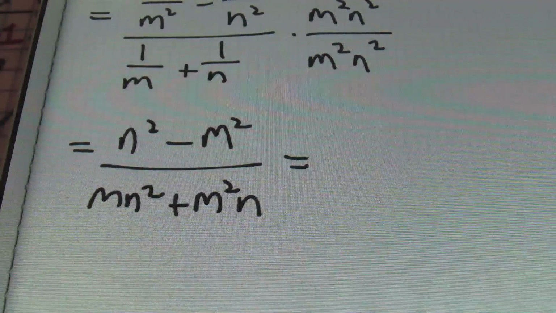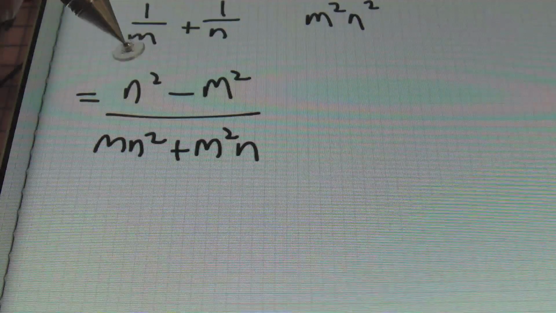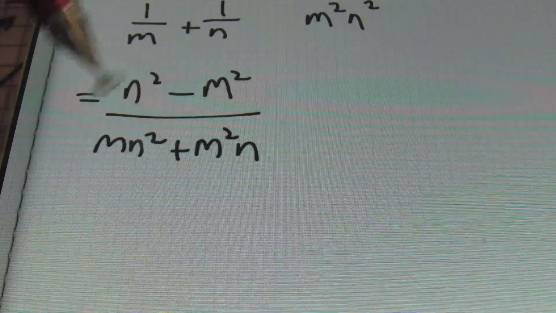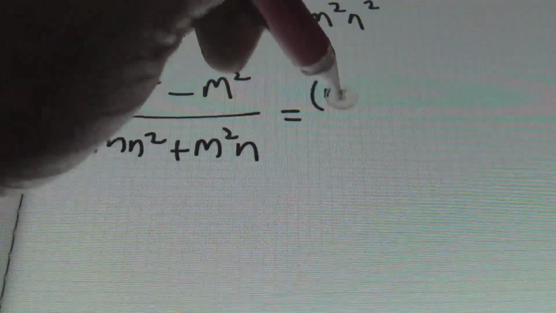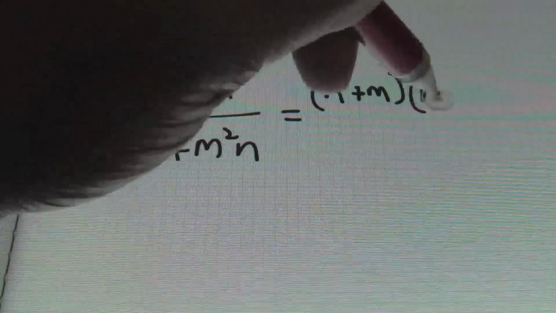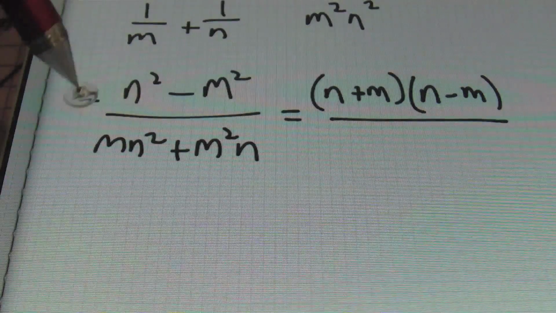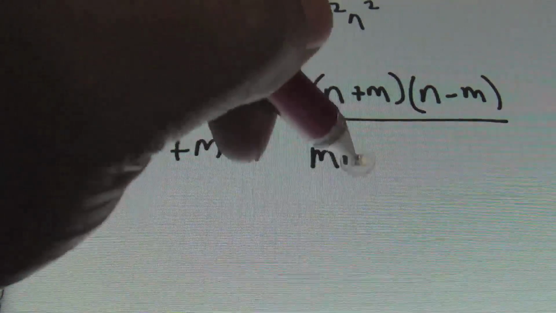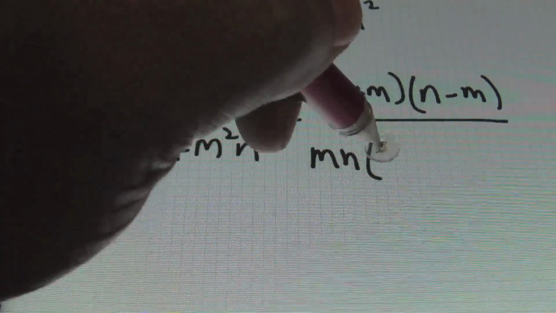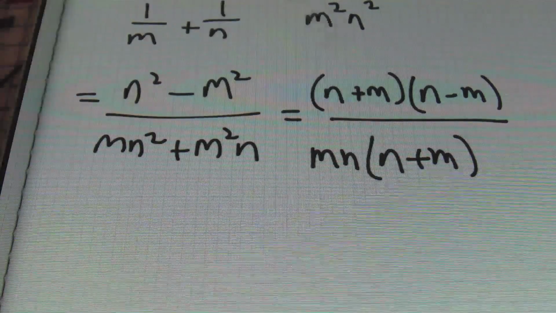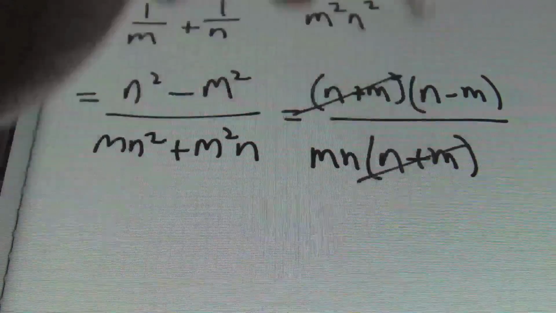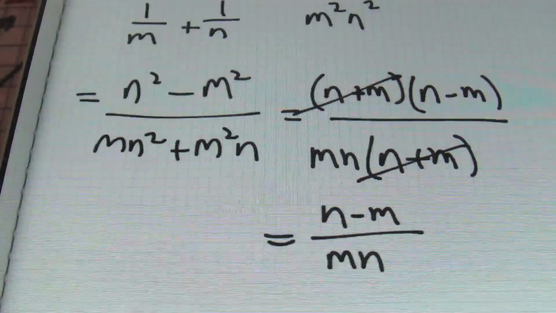Now what we will do, ladies and gentlemen, to see if we can simplify this any further, is factor the numerator and the denominator. Your numerator is a difference of 2 squares, and you'll end up with n plus m times n minus m. In the denominator, we can factor out m n. What that'll leave for us is n plus m. Notice that we have a common factor in the numerator and in the denominator. So I can cancel out that n plus m, and that'll leave me with n minus m all over mn, and that's going to be the result of problem number 10, ladies and gentlemen.